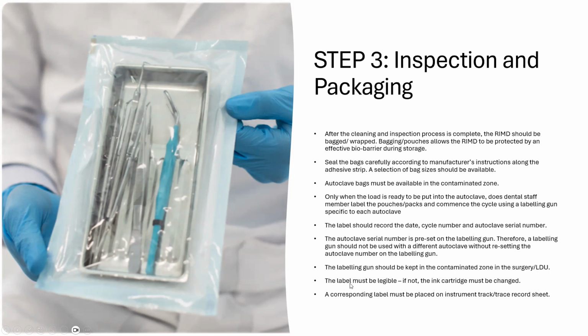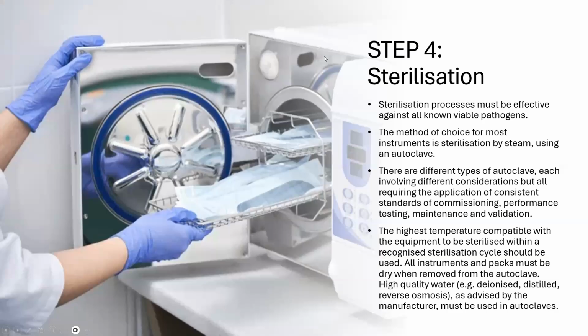The label must be legible. If not, the ink cartridge must be changed. If it is not legible, then change the ink cartridge of your labeling gun. A corresponding label must be placed on the instrument track and trace record sheet.